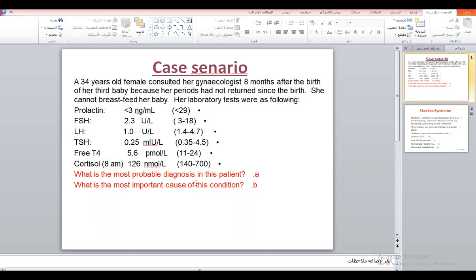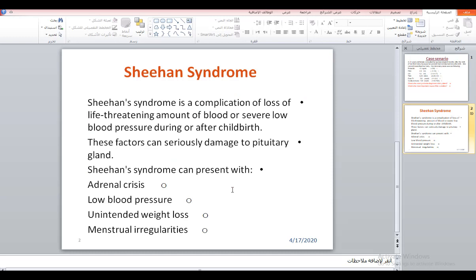What is the most probable diagnosis in this patient? And what is the most important cause of this condition? Sheehan syndrome is a complication of loss of a life-threatening amount of blood or severe low blood pressure during or after childbirth. These factors can seriously damage the pituitary gland. Sheehan syndrome can present with adrenal crisis, low blood pressure, unintended weight loss, and menstrual irregularity.